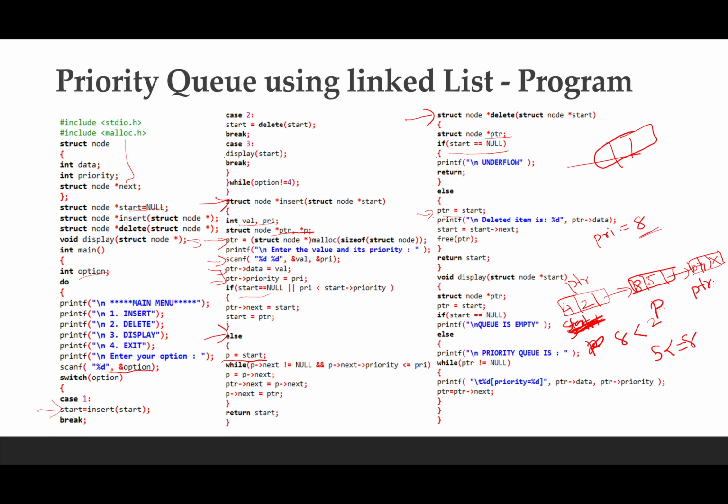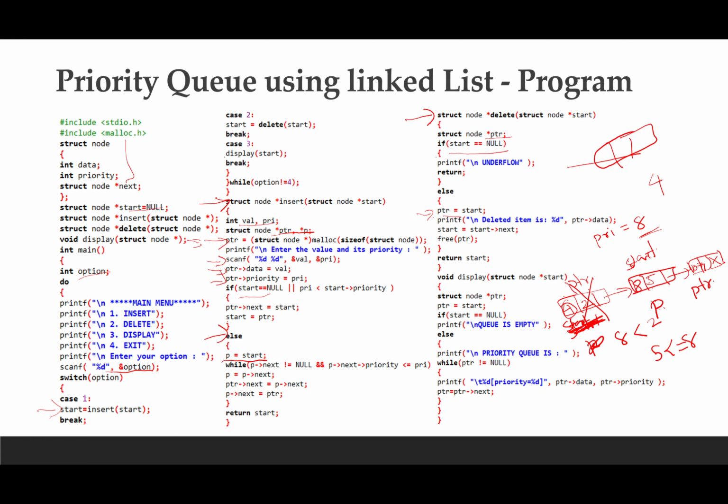So ptr data. This is the ptr node. The start node is the ptr node, and it will print the deleted item. What is the value here? The deleted item is 4. Then what are we doing? We are making the start node's next the start. We are making this the start node, and by using the free function we are removing this.